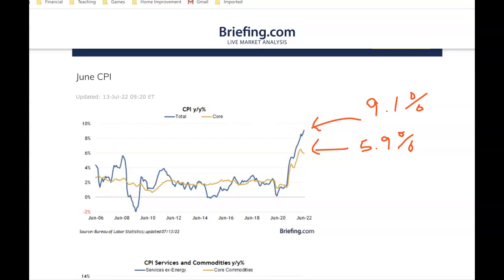And they made a rather large increase in their target interest rate of 75 basis points last meeting. Now, 75 basis points, that's 0.75%. And based upon this report, they're probably going to raise it another 75 basis points at the next meeting. And so now the question is, is this going to continue? Well, there are a couple of ways you could look at it.